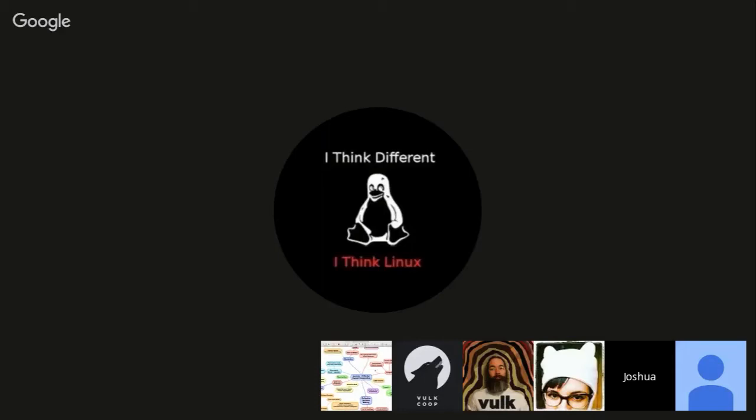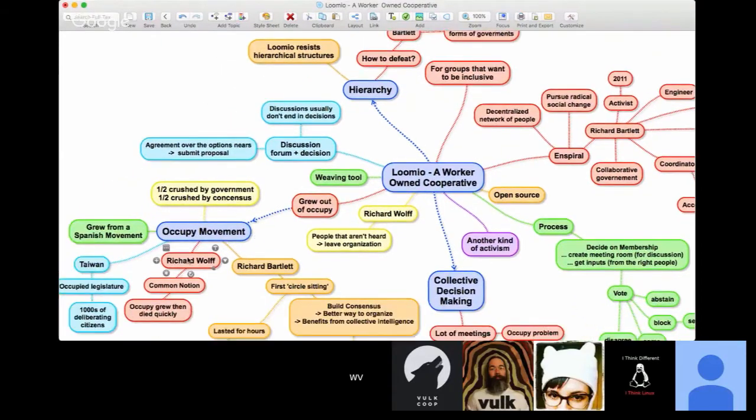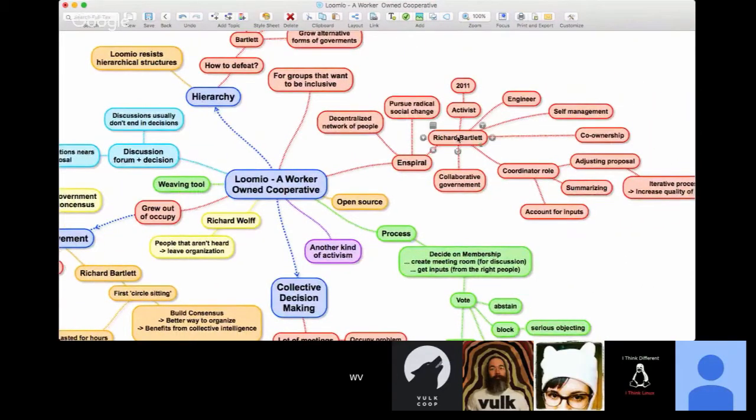Watson, you want to take us away and give us an intro to your mind map? Sure. It's just to help people follow along. A couple of us have watched the video, and we just want to dissect it and think a little bit about Richard Wolff, who is an economist at the University of Massachusetts and is really influential in talking about cooperatives and worker-owned structures, and then also a co-founder of Lumio, which is a tool we use, and also of a cooperative named Richard Bartlett.